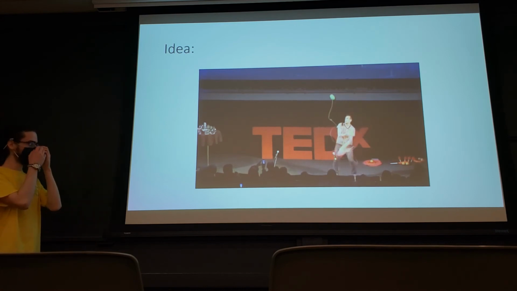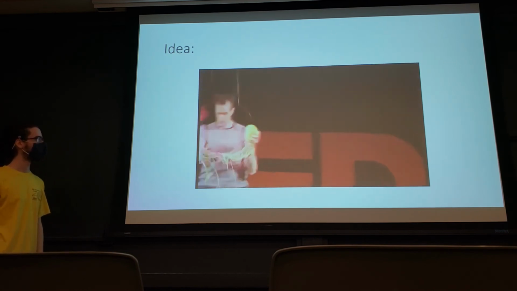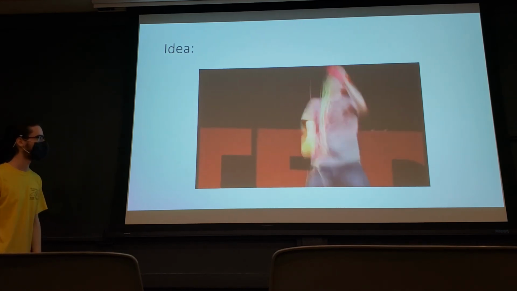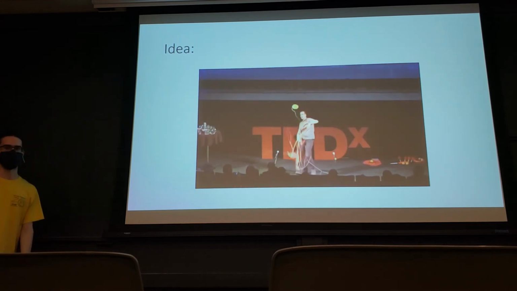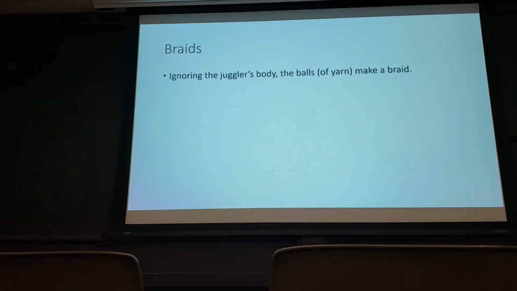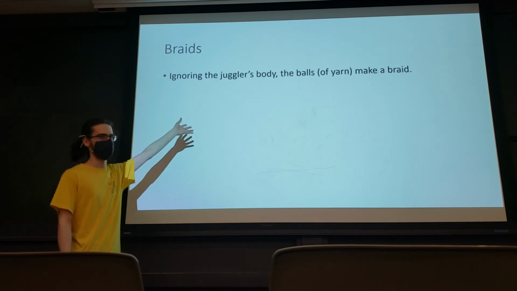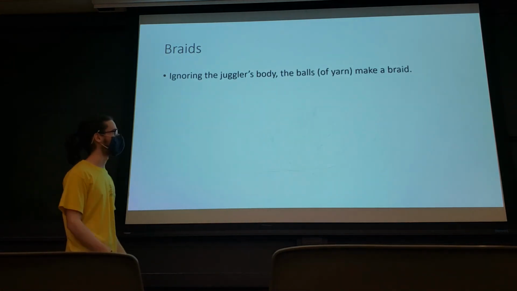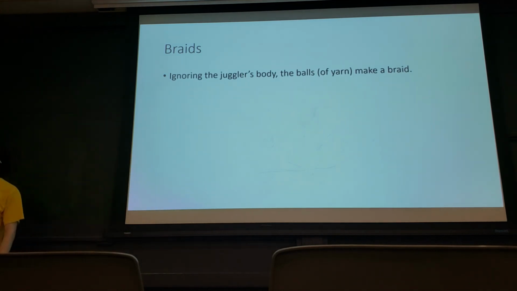I showed you at the beginning. That's pretty impressive. You managed to keep on juggling for so long because it took a lot of resistance. But anyway, so that's the idea. And so this is, like I said, if we ignore the body for now, the juggler's body, leaving it behind the back and so on. If we just consider the balls of yarn, that is gonna make a braid as we start juggling.